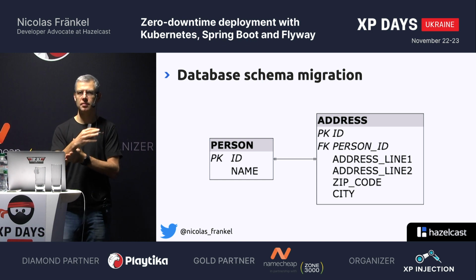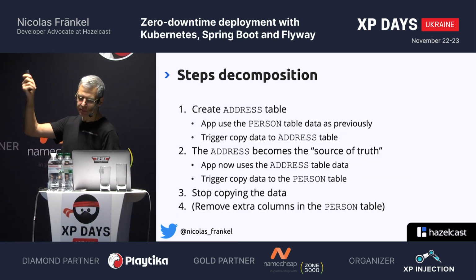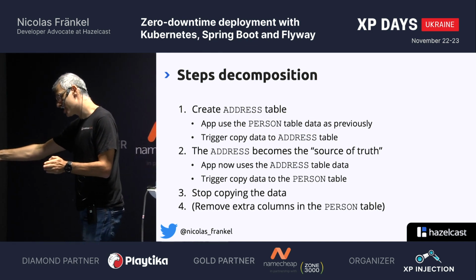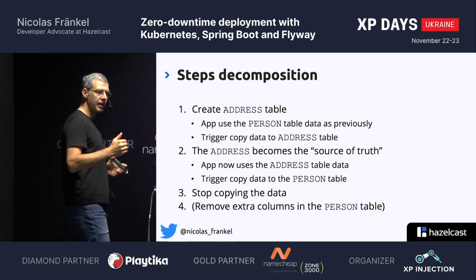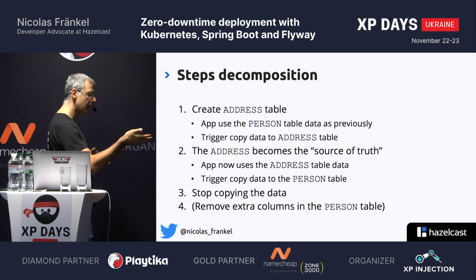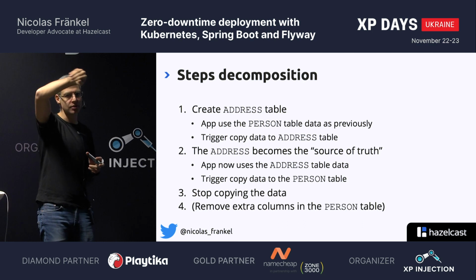Forward and backward. That's an interesting use case. So let's think about that. Let's try, as I mentioned, to break down those changes into different steps. So the first step will be I will create this additional address table, and every time I make changes to the person table, I will replicate those changes to the address table.